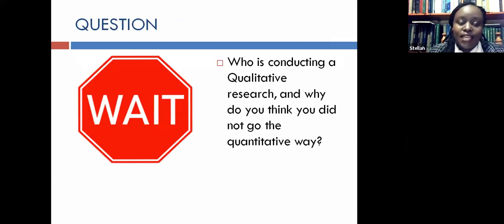So once again, I'm going to pose the same question. We just had two people tell us they're doing quantitative, but I believe some of us are planning to do a qualitative research. So if you're conducting a qualitative research, let's have two people tell us, why do you think you chose qualitative and not quantitative? What made you go for the qualitative and not the quantitative way of research? So maybe we can have two people participate, then we continue.